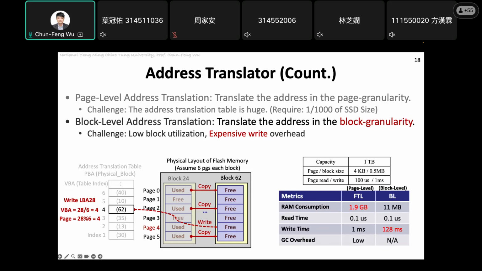But there is a tradeoff. If we are going to do a write with block level, you have to move a lot of stuff. So the overhead will be 128 times more serious than page level. You need 128 times the write operations. So this is the comparison between page level and block level.